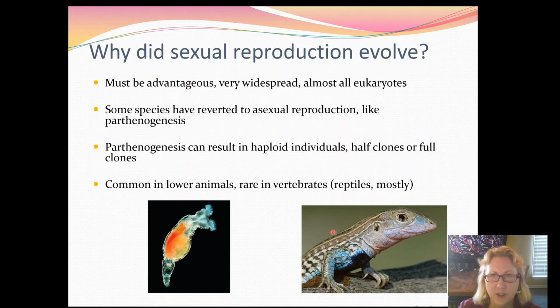And the reason the species is all female is because it's the females that lay the eggs. A species that was all males would not have any way to reproduce that way.